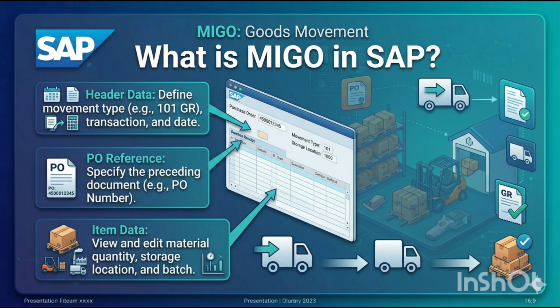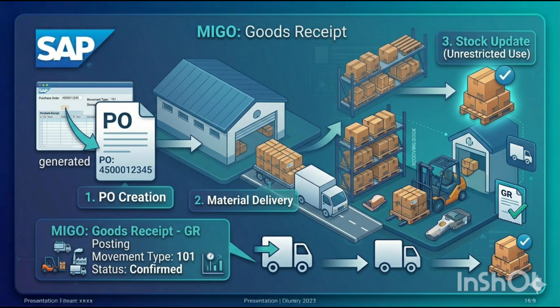MIGO replaced the old MB01 and MB08 transactions and provides a much more user-friendly interface with tabs and multiple options. One of the biggest advantages of MIGO is that it allows you to handle multiple line items, partial receipts and different movement types in a single transaction. In this tutorial, we are focusing only on goods receipt against purchase order using movement type 101. Understanding MIGO properly is essential because incorrect posting can lead to inventory mismatches and financial discrepancies.